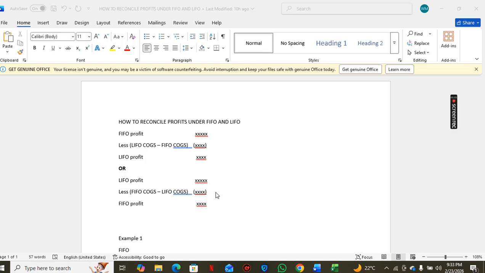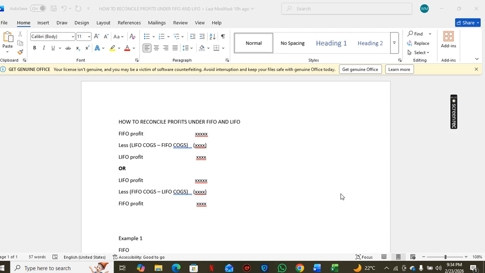Because they have both got different values of the cost of goods sold. Remember, under FIFO, you're selling the oldest stock. Under LIFO, you're selling the latest stock. So the value of your cost of goods sold is always going to be different. So here we're going to see how we can reconcile the profits.